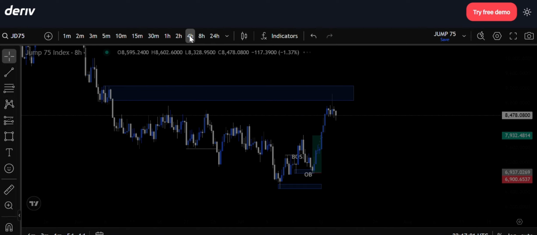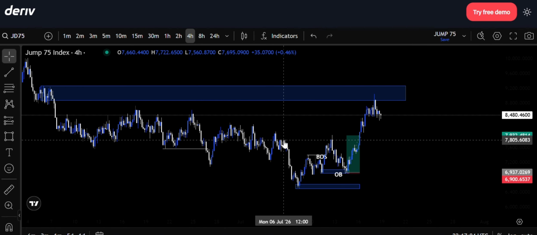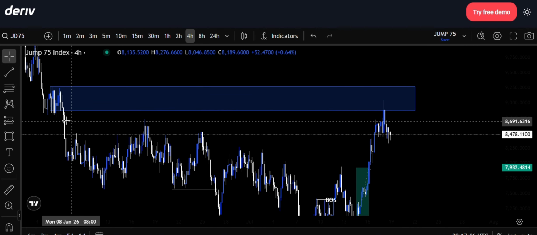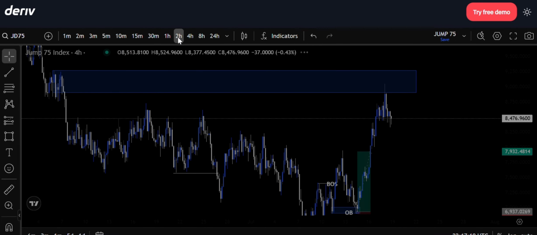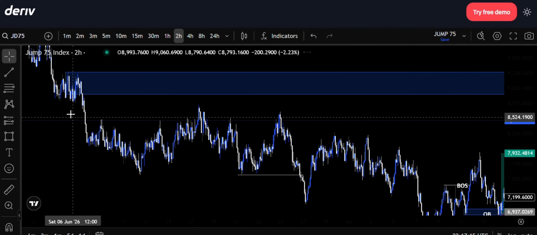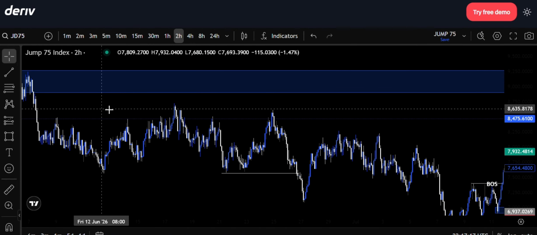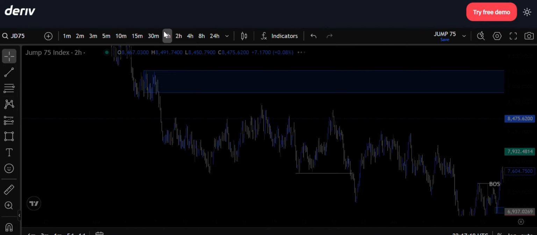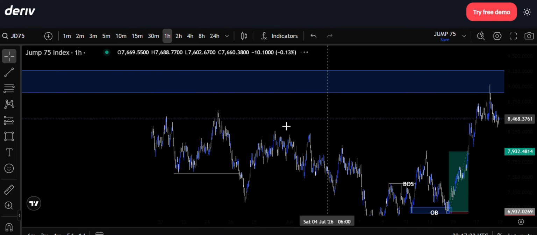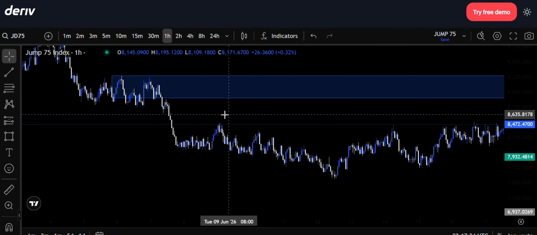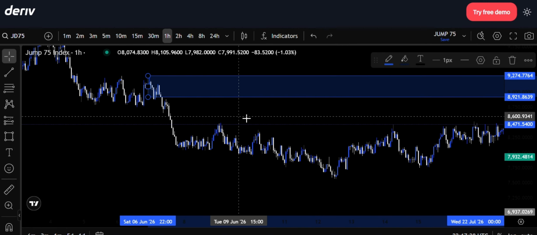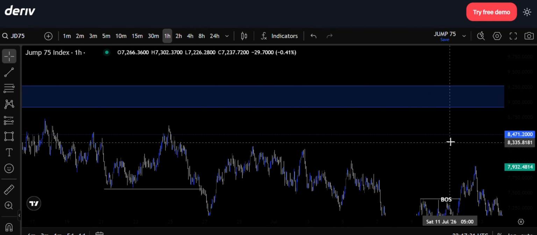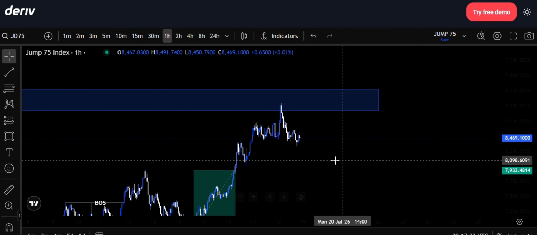So if we come down to our 4 hours time frame, what do we have? We can refine this zone further to that particular place. So let's come down to our 2 hours to see if we can refine further. Come to our 2 hours, nothing to refine. Lastly, let's check our 1 hour. For 1 hour, there is nothing to refine. So that zone is there. So price has tapped into this zone.